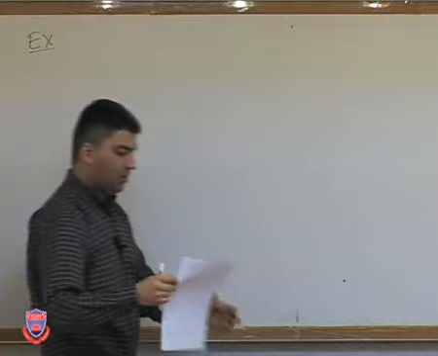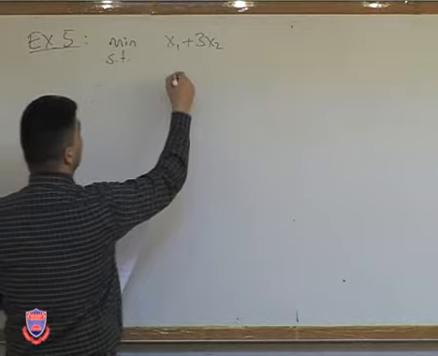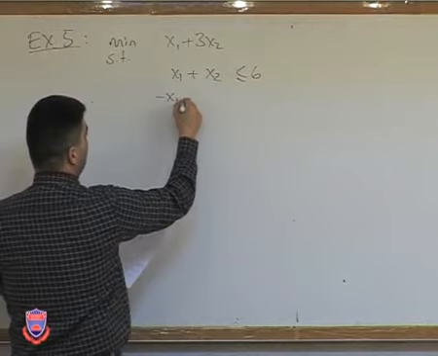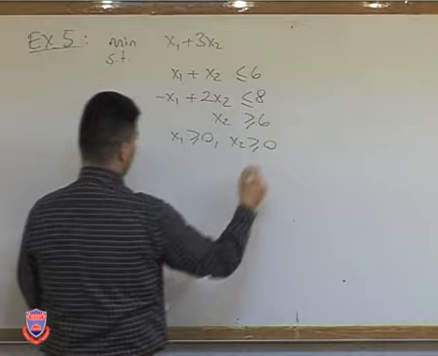So suppose that this time we have a minimization problem. So I will minimize x1 plus 3x2 subject to x1 plus x2 is less than or equal to 6, minus x1 plus 2x2 is less than or equal to 8, x2 is greater than or equal to 6, and x1 and x2 are non-negative. So now I have 5 constraints.